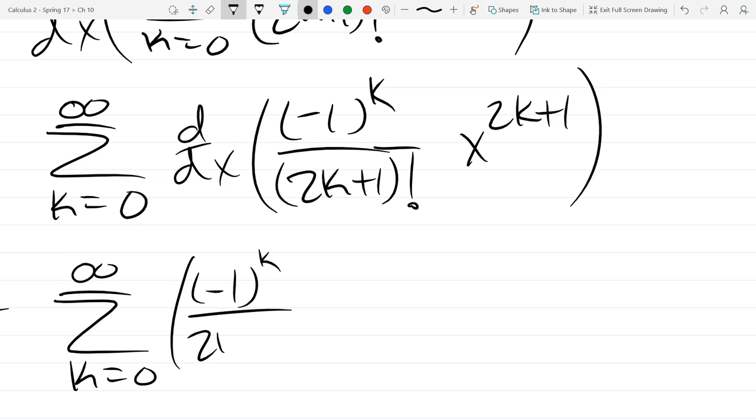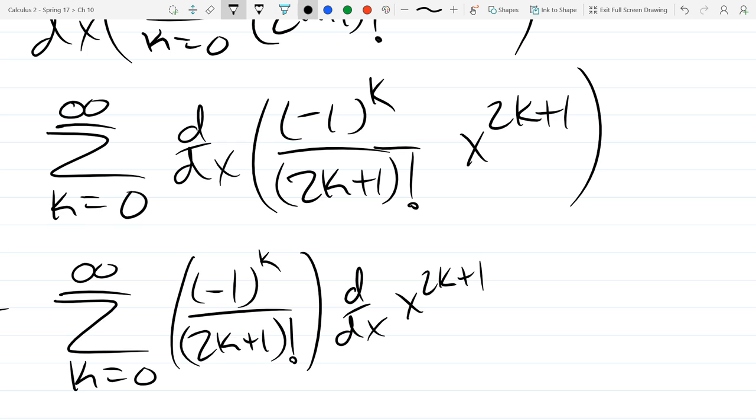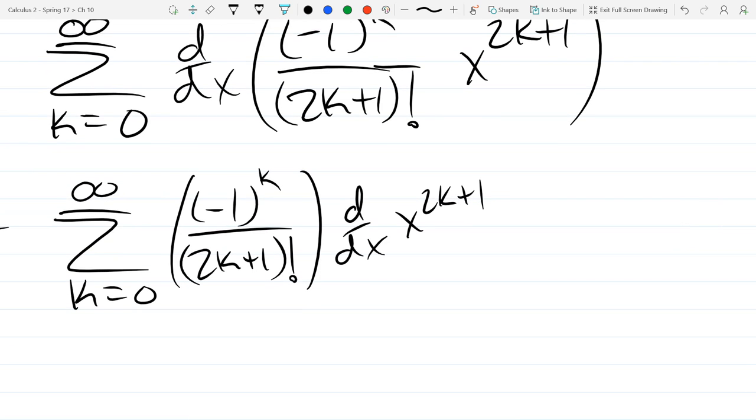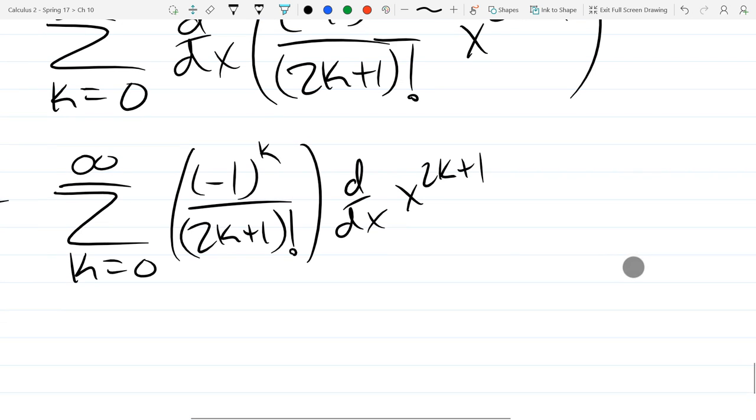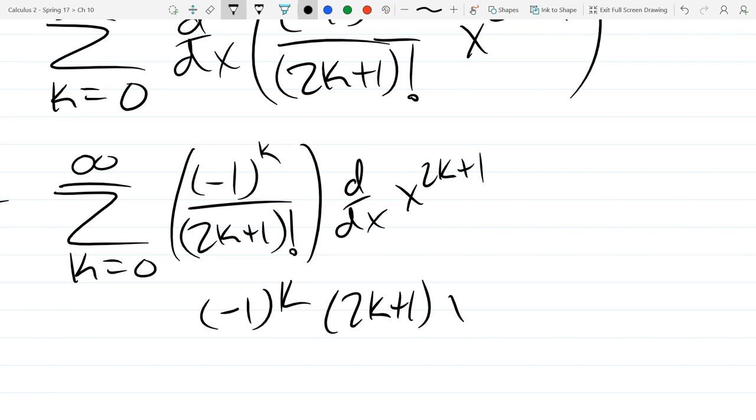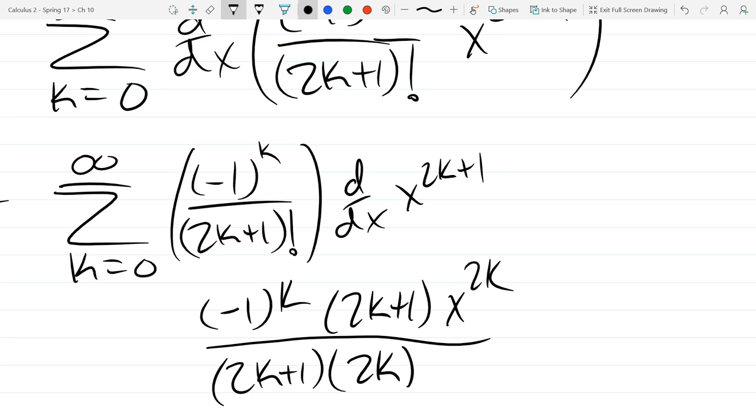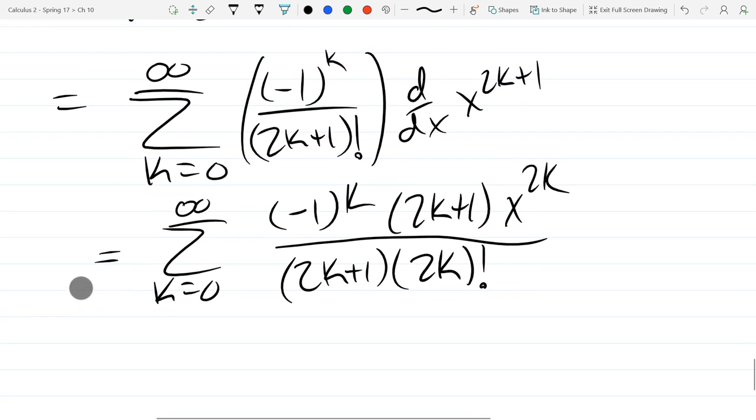So we got negative 1 to the k, 2k plus 1. You can find this derivative. You better be able to find this derivative. It's one of the first things you learned in Calc 1 that you remembered. You forgot most things about limits, but you probably remember the power rule. So there's our derivative, 2k plus 1 times x to the 2k, not plus 1 anymore.